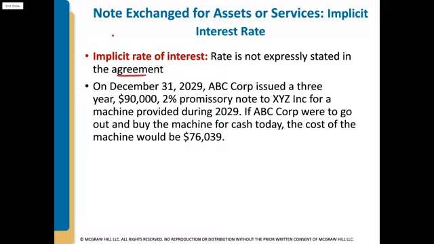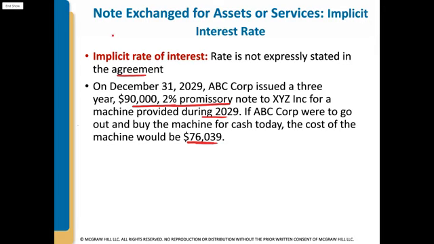On December 31, 2029, ABC Corp issued a 3-year, $90,000 2% promissory note to XYZ for a machine provided during 2029. So far, this is the exact same information we received when we calculated the imputed interest rate. If ABC Corp were to go out and buy the machine for cash today, the cost of the machine would be $76,039. So when you have an implicit interest rate, you already know what the cost of the asset that you're purchasing is, and you're given the face value of the note with a stated interest rate.